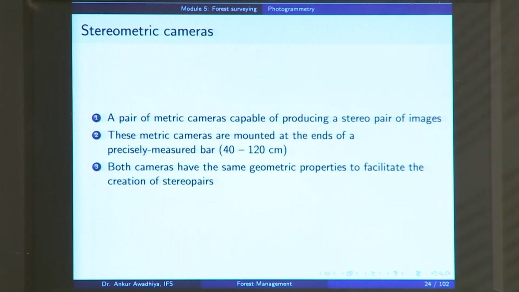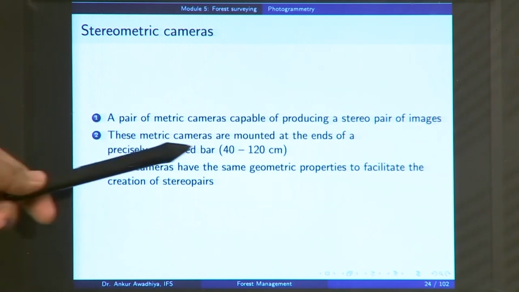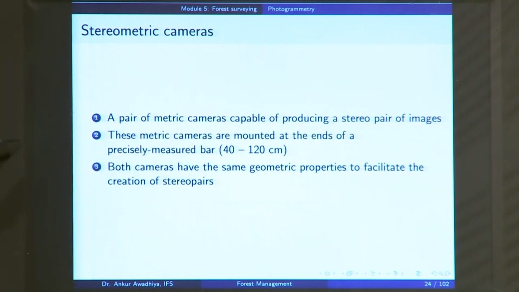At the same time, we also make use of stereometric cameras, in which case you have 2 cameras. So, a stereo image is an image in which you have 2 cameras that are taking the image, and a stereometric camera is 2 metric cameras that are being used. So, it is a pair of metric cameras capable of producing a stereo pair of images. So, you will get a 3-dimensional view from these images. These are mounted at the ends of a precisely measured bar 40 to 120 centimeters in length, and both the cameras have the same geometric properties to facilitate the creation of stereo pairs.